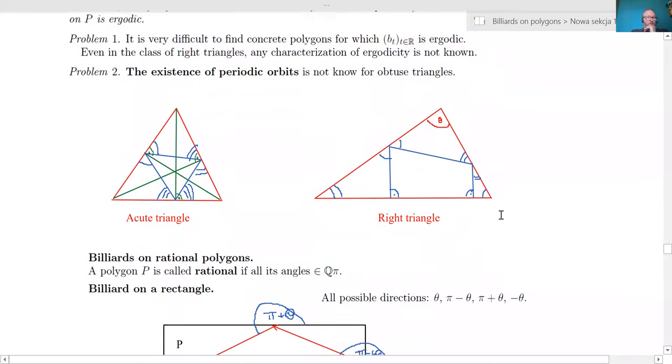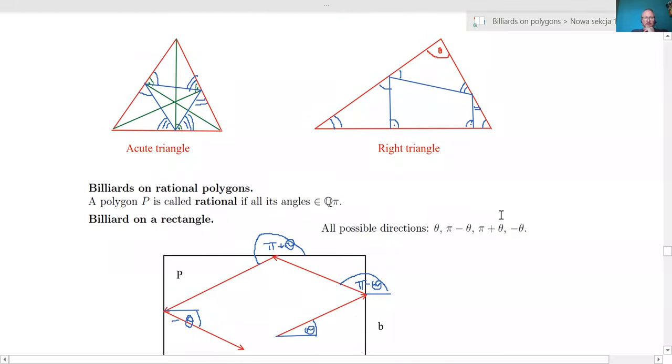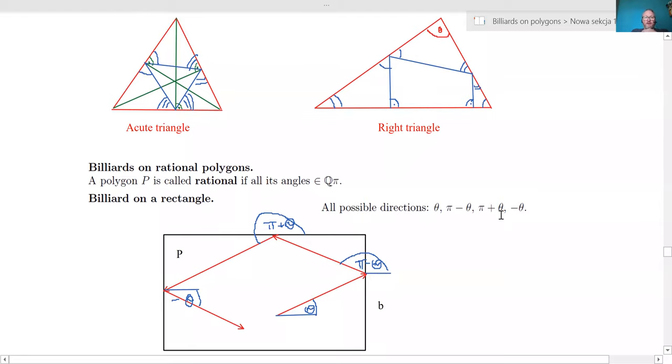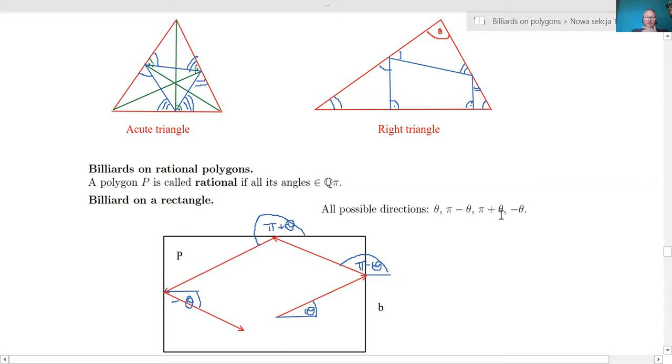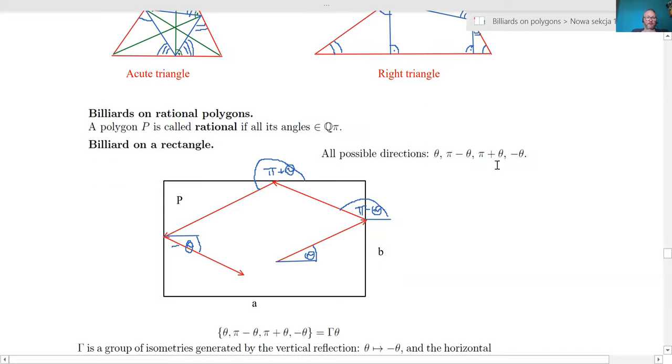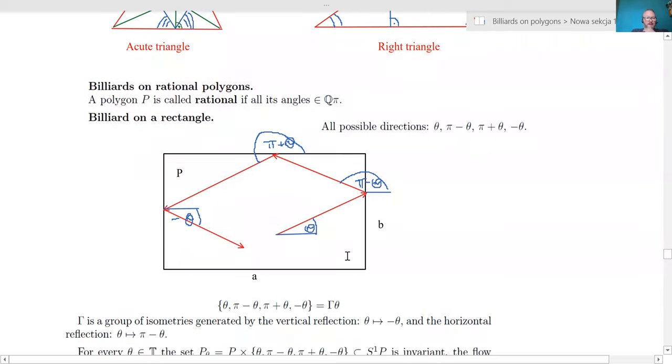Okay, now I would like to focus on my favorite class of polygonal billiards: billiards in rational polygons. A polygon is called rational if all angles are rational multiples of pi. The simplest example of such a billiard is the billiard in any rectangle. If we start to play billiards in the direction theta, then we can only get four possible directions of the motion after reflections. These directions are theta, pi minus theta, pi plus theta, and minus theta. You see on this picture in which way these directions can appear.